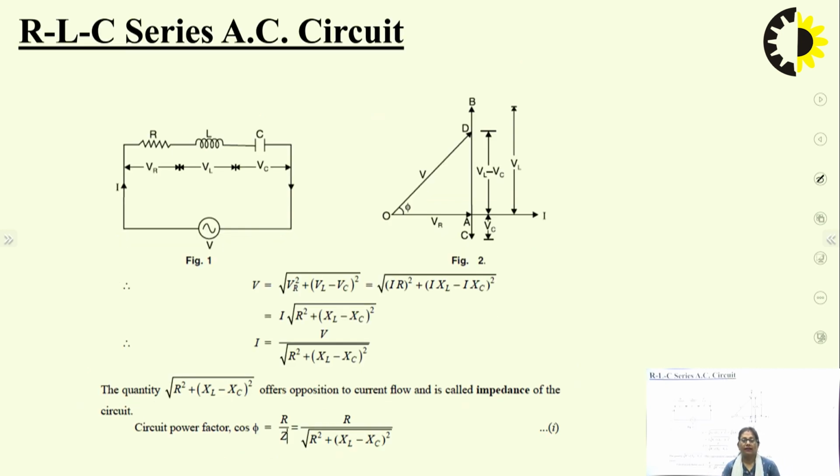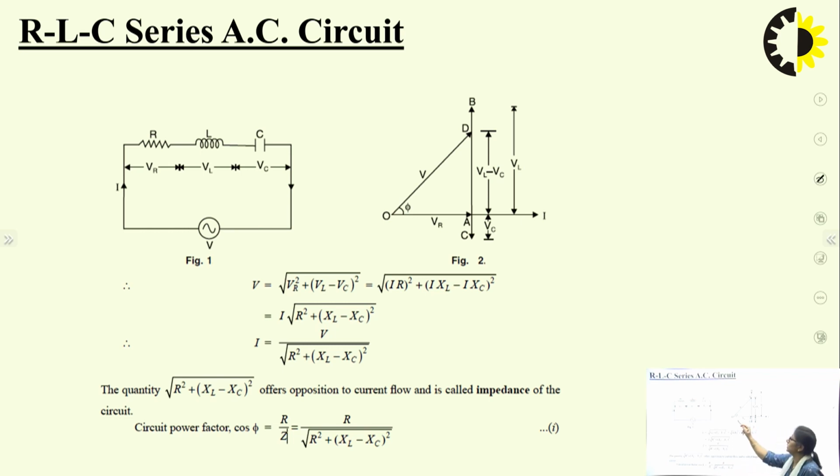Now coming to the RLC series circuit. If R, L and C, all three are connected in series, how will the circuit behave? Once again it's a series circuit, so the voltages will get divided. Across R I'll have VR, across L I'll have VL, across C I'll have VC, and the current remains the same. Once again I'll go with the phasor diagram to determine the relationship between voltage and current.